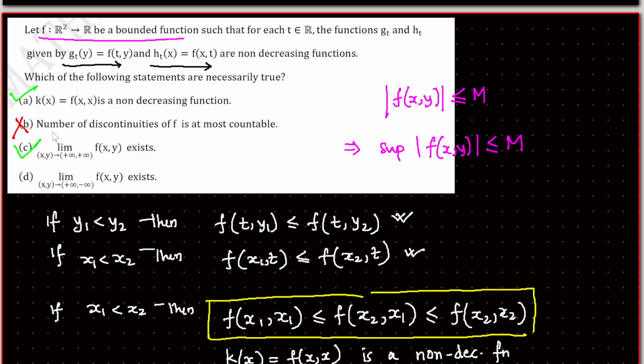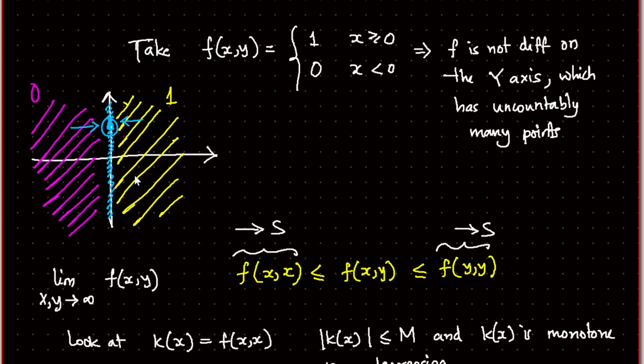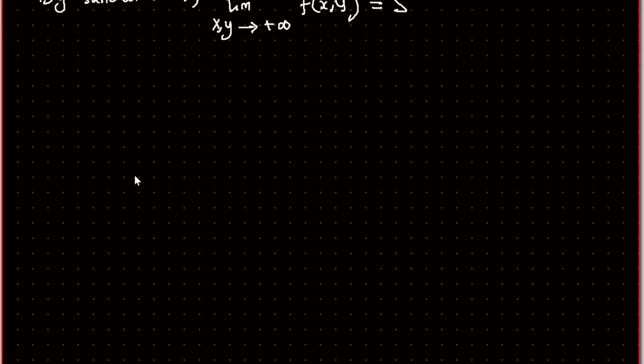What about the fourth option? It says x is going to positive infinity but y is going to minus infinity. Consider this function. So suppose this is the R2, right?